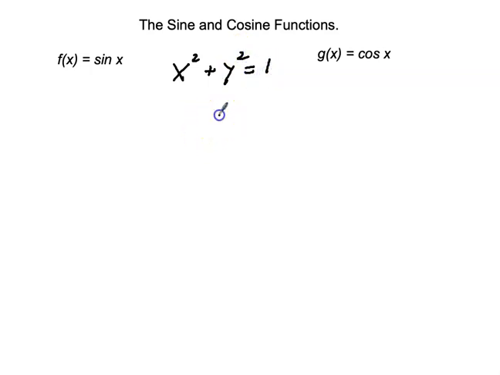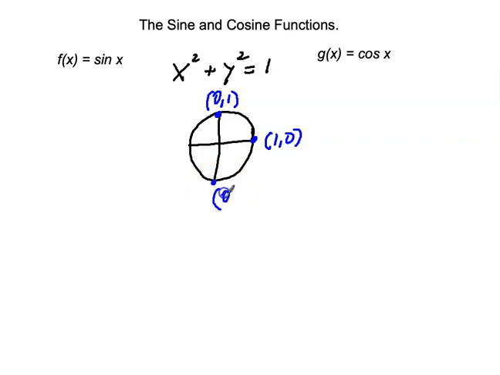It is also a good idea to draw the unit circle if we're graphing the sine function for the first time. I'm going to assume this is a perfect circle. I know it's not, but let's just assume it is. So now for the x value, we have 0, 1 over here on this point. Over here we have 1, 0. At this point we have 0, negative 1. And at this point we have negative 1, 0.